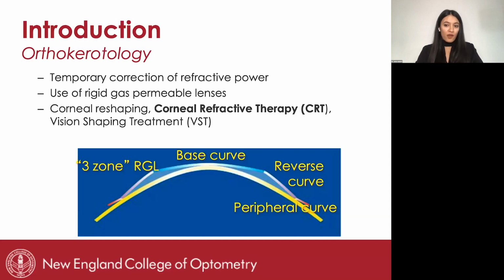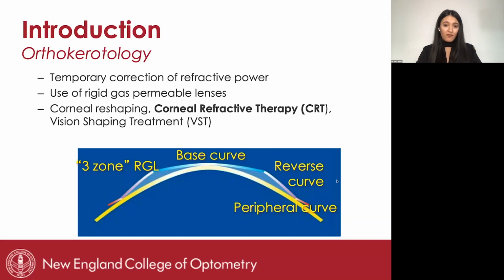Another name for orthokeratology is corneal reshaping. And some of the treatment systems, and one in particular that we will discuss, have deemed their designs corneal refractive therapy, CRT, or vision shaping treatment, VST. And these are all names of their proprietary systems.